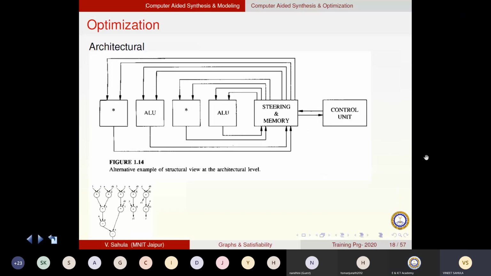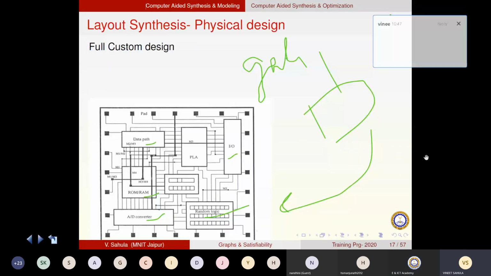Okay, so I will quickly go through. We were discussing the layout synthesis. I am at slide 17. What I'm discussing here is that the gate netlist can always be converted into layout by the computer, right? So that is what we need to take further.